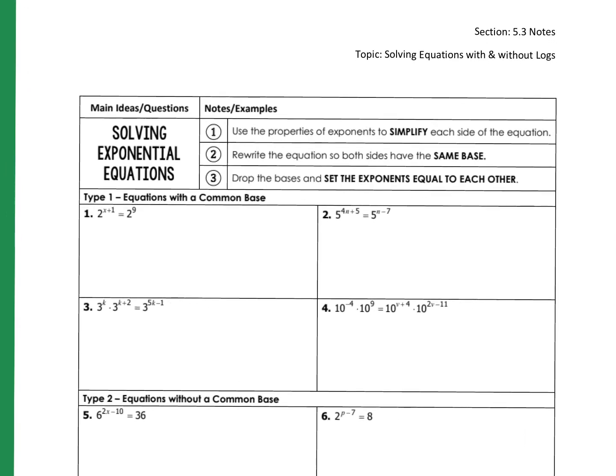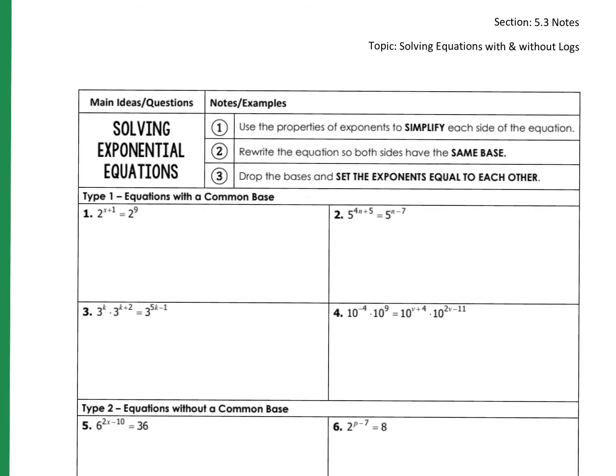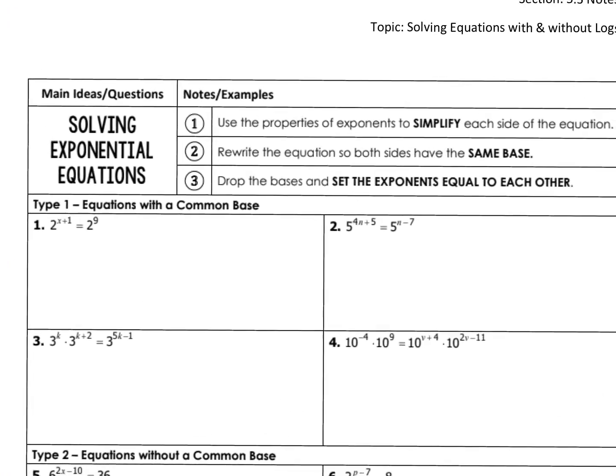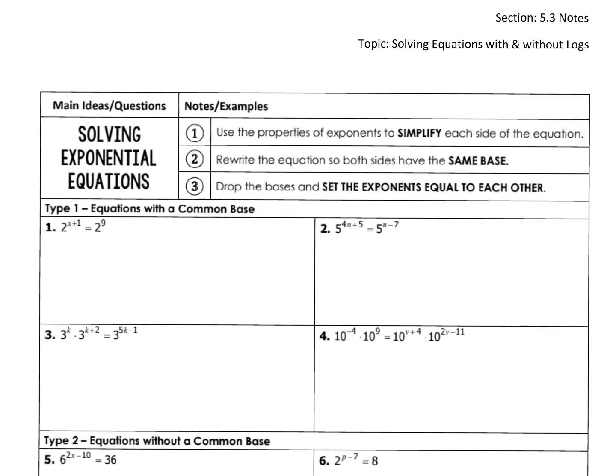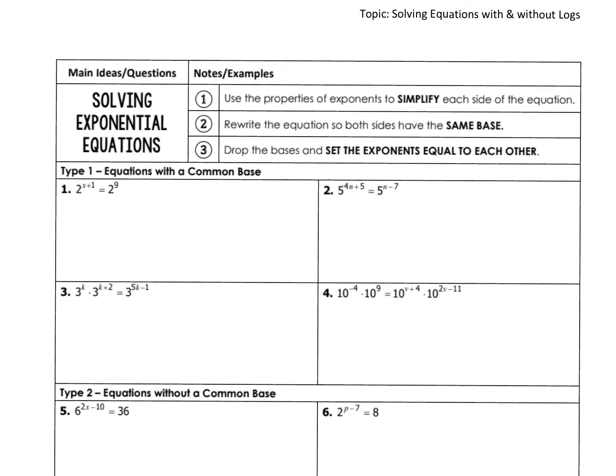5.3, solving equations with and without logs, not tree logs, logarithms, okay? How we do this? Use the properties of exponents to simplify each side of the equation. Rewrite the equation so both sides have the same base, and then drop the bases and set the exponents equal to each other. Sounds more complicated than what it actually is.